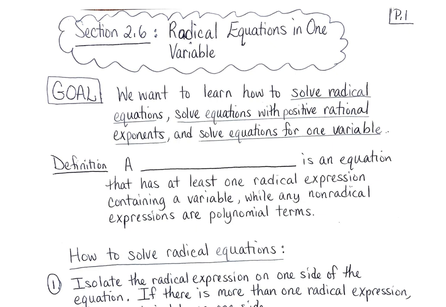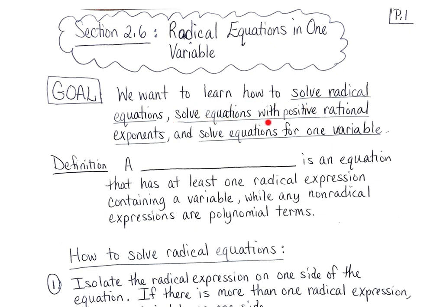X? That's the variable, yeah. What else do you expect to see? A square root, because it says radical. Does it only have to be square root? It could be cube root as well, right? Because it's a radical. Okay, so that's what this section is about, equations that have a radical, square root, cube root, and variables. So what we want to learn here is how to solve radical equations.